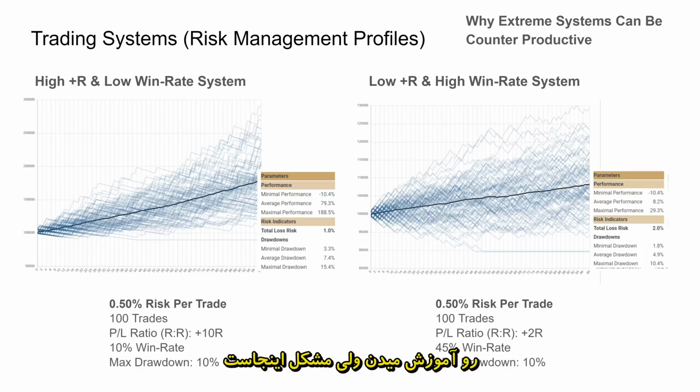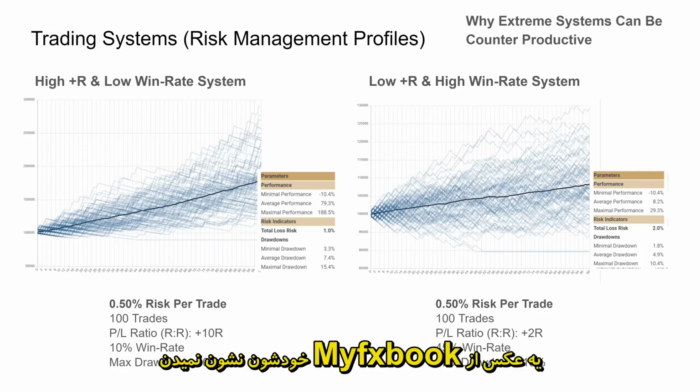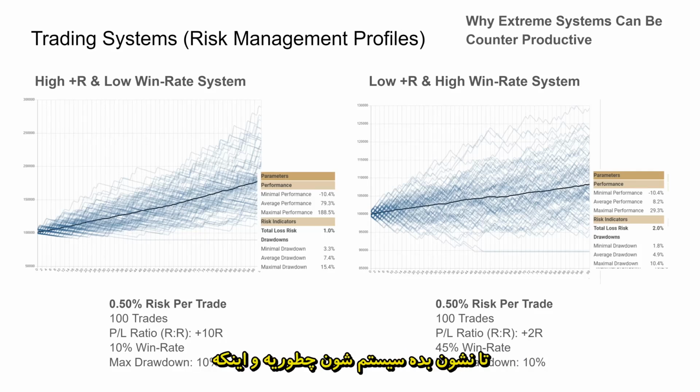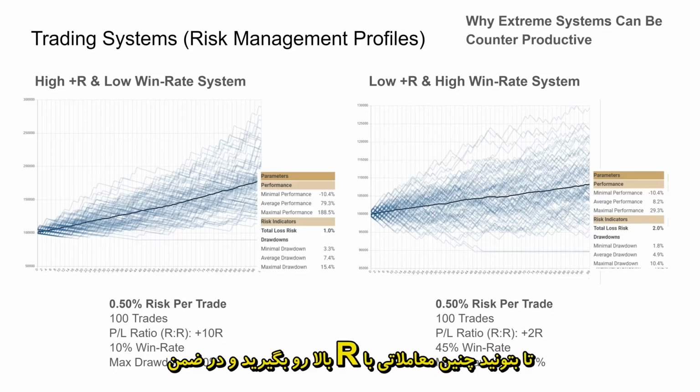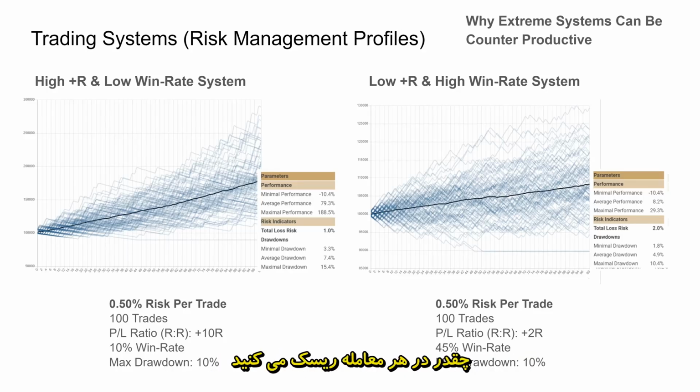But the thing is, nobody's posting their MyFX book to show the system behind it, right? Like, how many losses are you taking to catch these huge R trades? And on top of that, how much are you risking per trade to actually catch that huge trade? Like your 100R, 500R trade. I've seen 500R trades before.